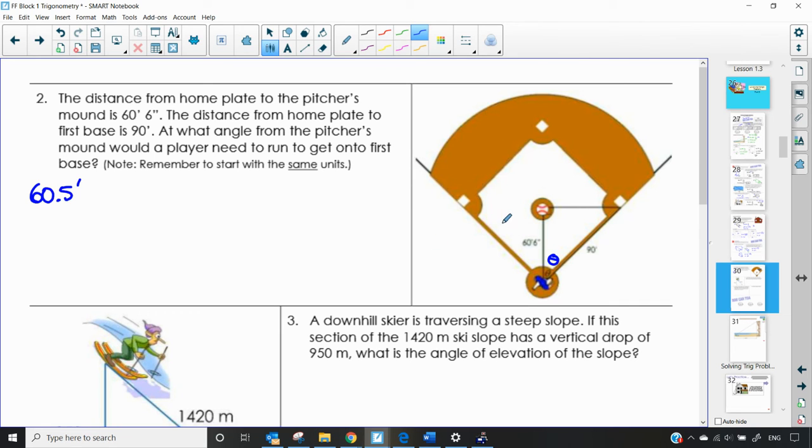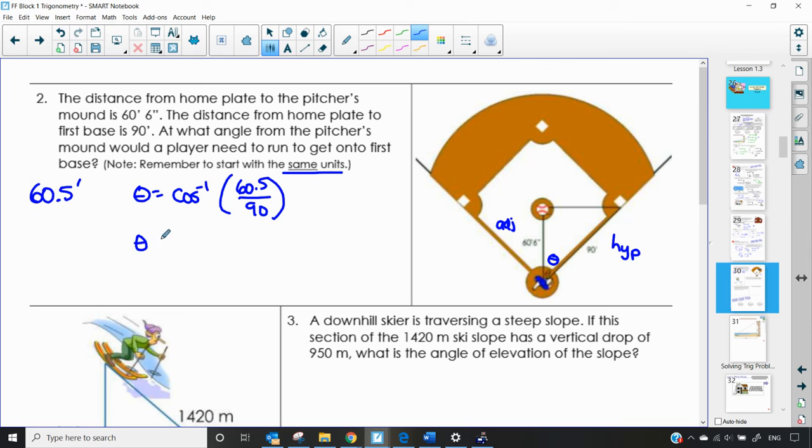So labeling our triangle, this is adjacent and this is hypotenuse. And we're looking for the angle in between. Adjacent and hypotenuse is cosine. So the angle is going to be cosine⁻¹ of 60.5 feet divided by 90. Notice I had to convert my inches to feet because everything needs to be in the same units.